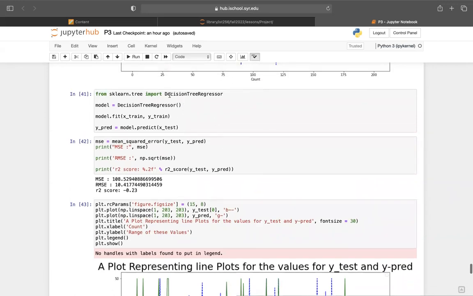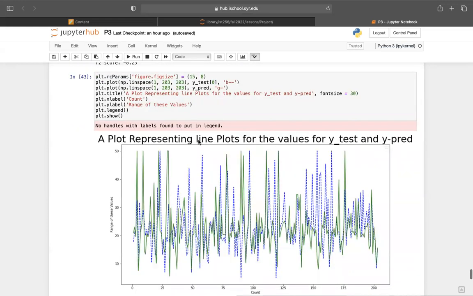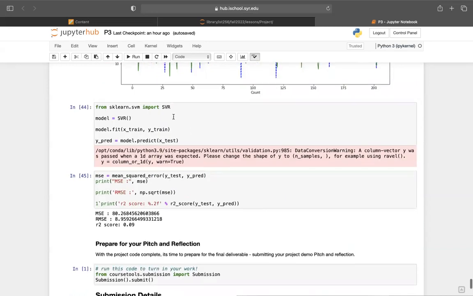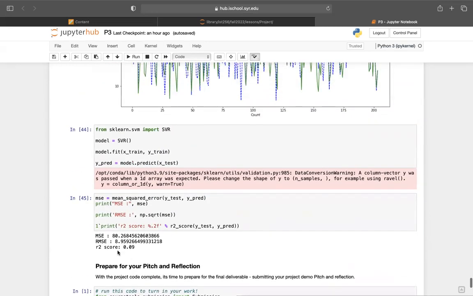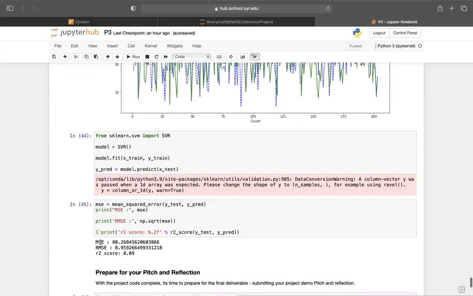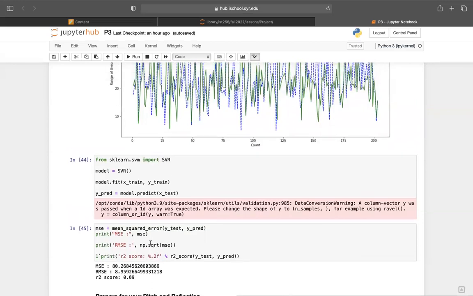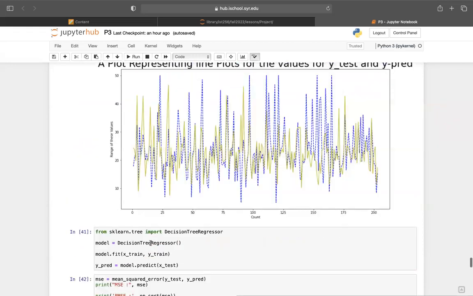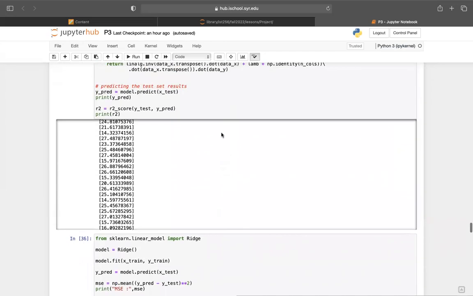For the decision tree regressor, we can see here it is also negative, which is not good enough. And we can see the graph here. Then we go to the SVR, and the R2 score is 0.09. And we can see that once the MSE goes higher than 70 and the R2 score is not good enough. So yeah, that's all about my project.